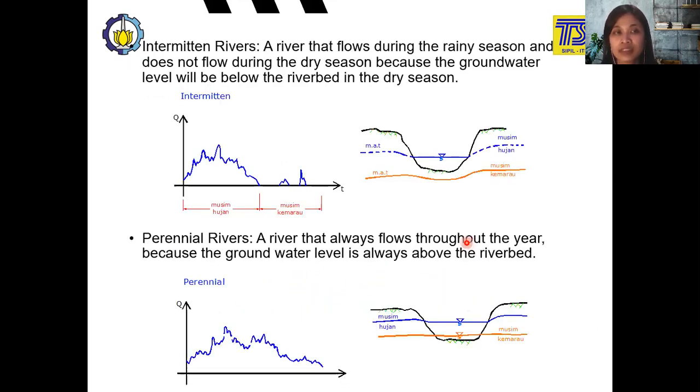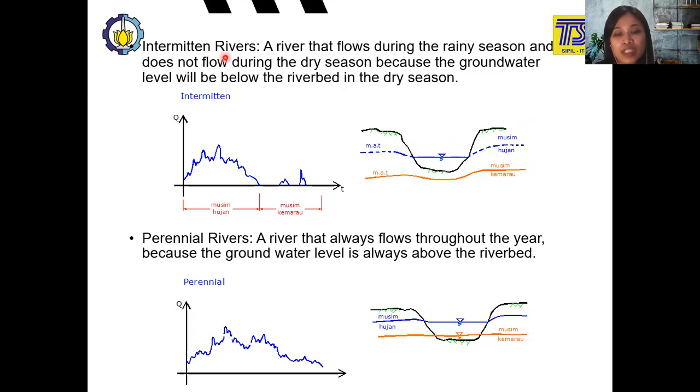The second type is the intermittent rivers. These intermittent rivers flow during the rainy season and don't flow during the dry season because the groundwater level will be below the riverbed in the dry season. So the groundwater level is changing between the dry season and the rainy season. Here we have the blue one is the rainy season and the red one is the dry season. As you can see, when it rains, there's water flowing in the river, but when it's not raining, there's no water in the river.